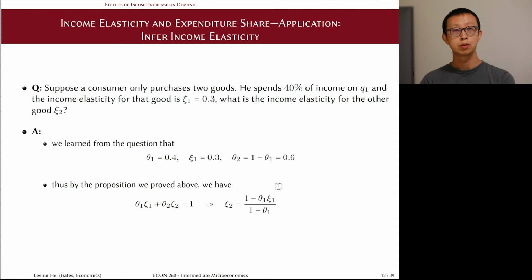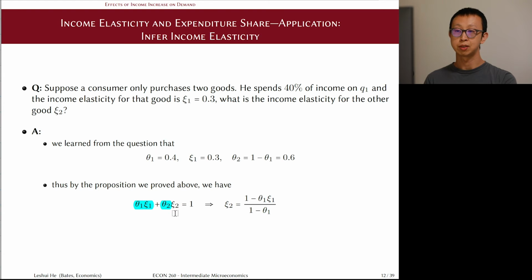Yes, of course. With 2 goods, the expenditure share of good 2 and good 1 must add up to 1. So if good 1 takes 40% of the budget or income, then good 2 must take 60%. Now in our formula, we already have theta 1, which is 0.4. We have Xi1, which is 0.3. We figured out theta 2 from theta 1, which is 1 minus theta 1, which is 0.6.